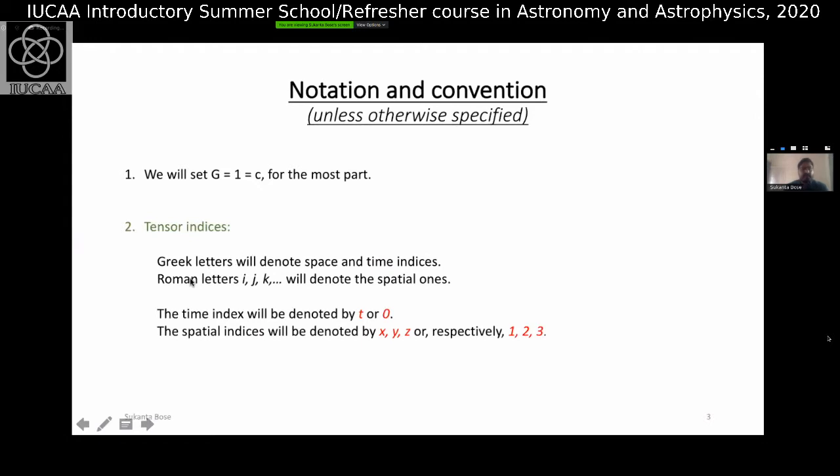Then another word on notations. Greek letters such as mu, nu, alpha, beta will denote space-time indices. Roman letters i, j, k will denote spatial indices, which means I have to reserve an index for the time variable or time coordinate. So the time index on a vector, for example, will be denoted by t or 0. The spatial indices will also be denoted sometimes by x, y, z, or respectively 1, 2, 3. I'll try to illustrate this in the first few expressions until perhaps you get very familiarized with them.